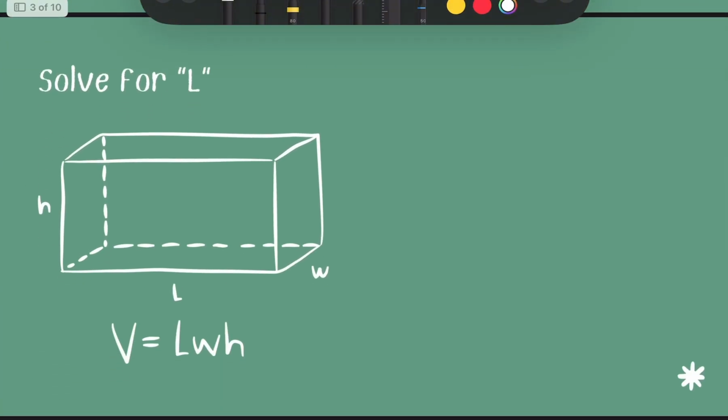So now pause the video and take a moment to try this problem out. And when you're ready, unpause it and let's work on it together.